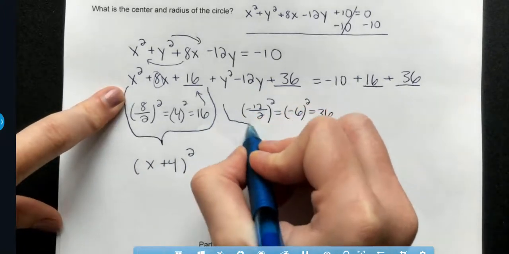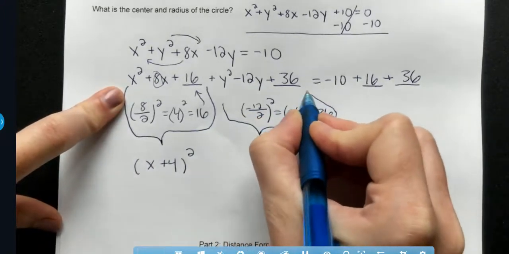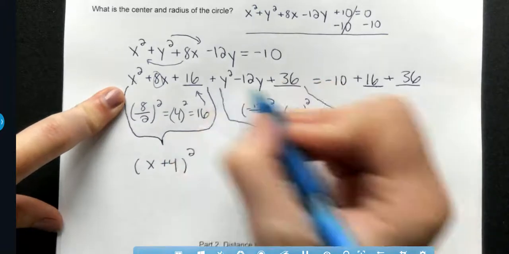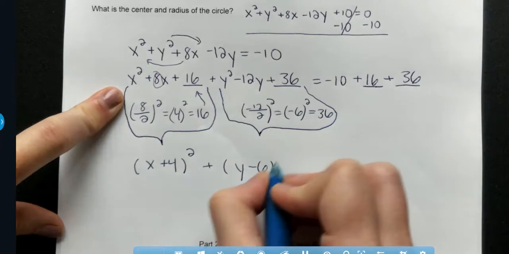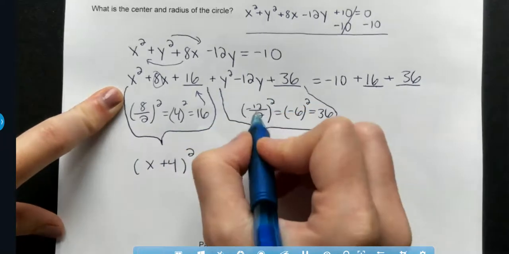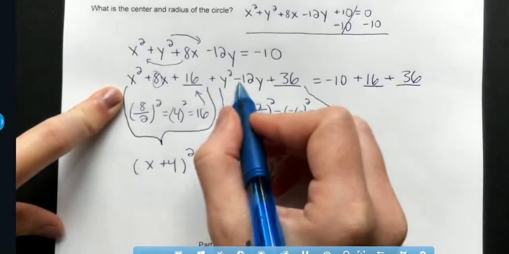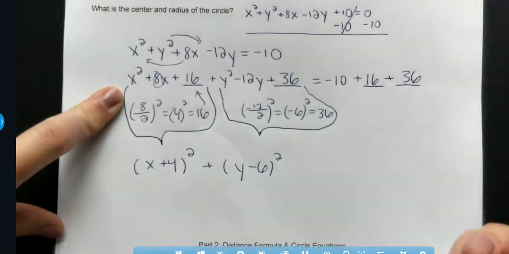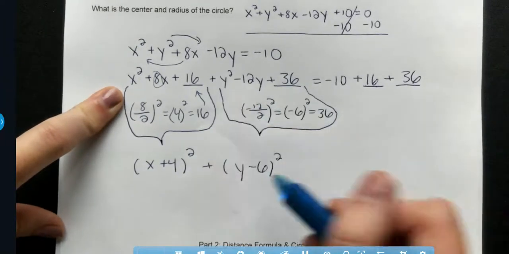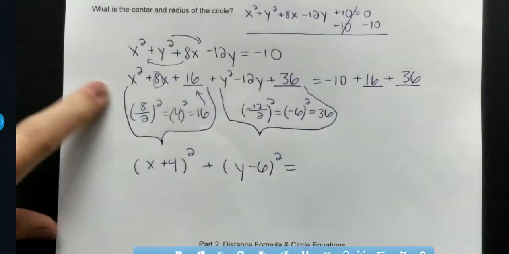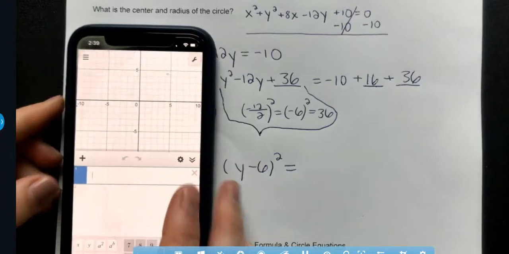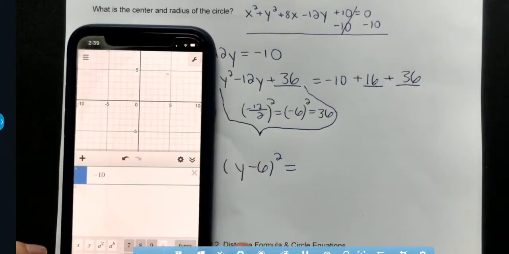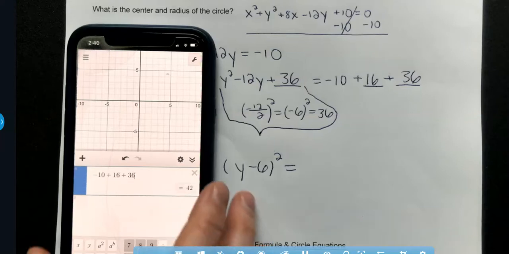So what do you think about this y group over here? What will this y group end up giving us? I hope you said y minus 6 squared. Look at the middle term and divide it by 2. And it's got to be a minus because that 12 coefficient is a negative. Alright, is equal to, and then we're just going to add these 3 numbers up. Negative 10 plus 16 plus 36 gives us 42.